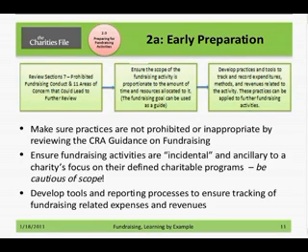And then the focus is around developing tools to ensure the tracking of fundraising-related expenses and revenues, because at the end, the charity needs to be able to report effectively what their fundraising expenses are on line 5020, and then the revenues, especially the 2 lines that we talked about earlier with the fundraising ratio.